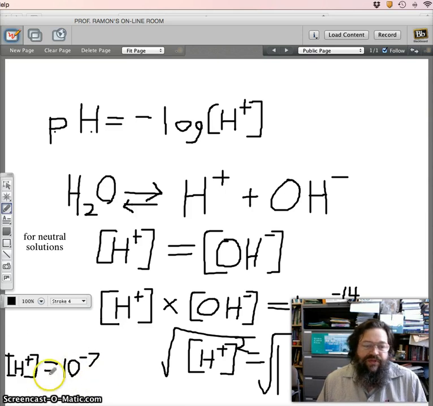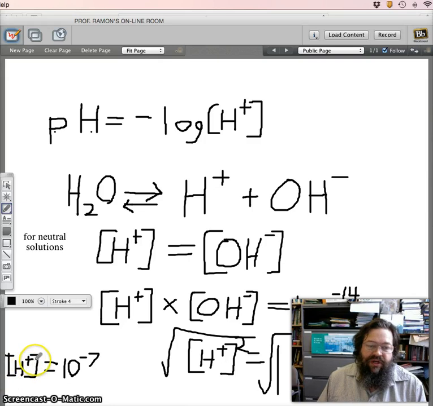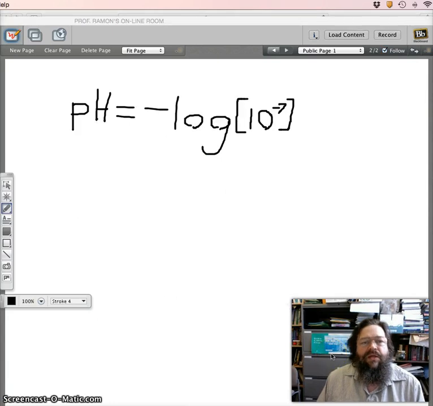So if I take this result, hydrogen ion concentration equals 10 to the minus 7 power, and then I plug it into my original equation for pH. pH equals the negative log of the hydrogen ion concentration. Then I can actually solve for pH. So here I've just taken my 10 to the negative 7 hydrogen ion concentration, plugged it into the formula. pH equals the negative log of 10 to the minus 7.